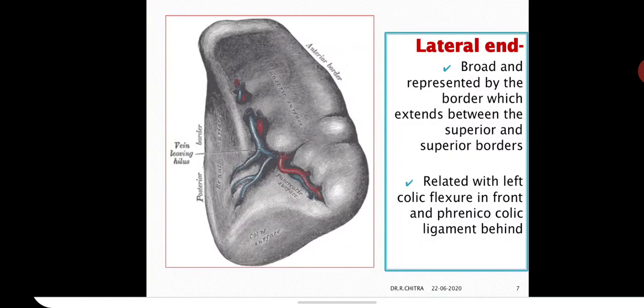The lateral end you can see in the lowermost part of the image. It is the end, or as if represented by a border, which extends between the superior border and the inferior border. This lateral end is related with the left colic flexure in front and the phrenicocolic ligament behind. So this lateral end is related to two structures.